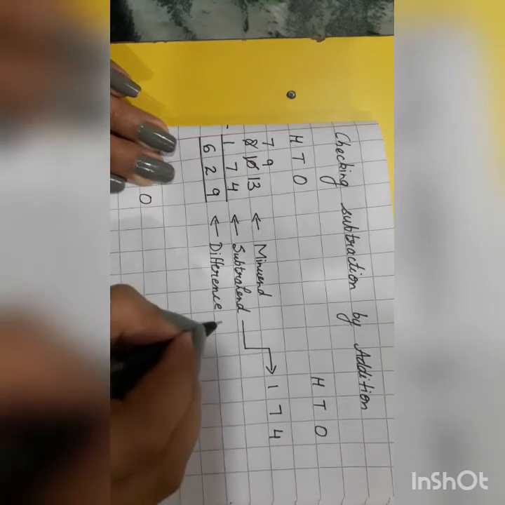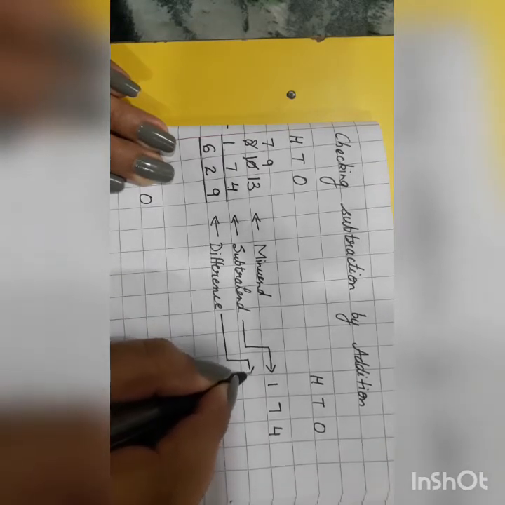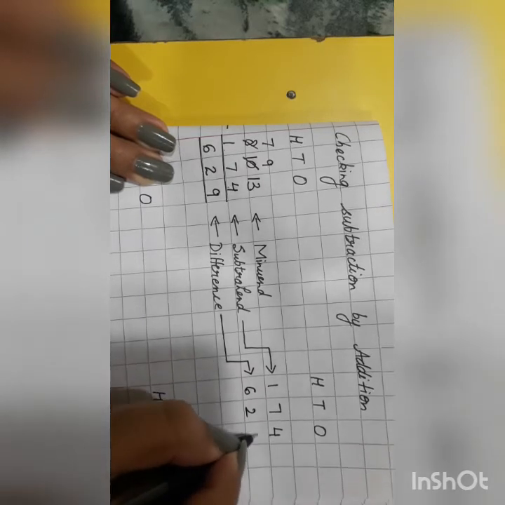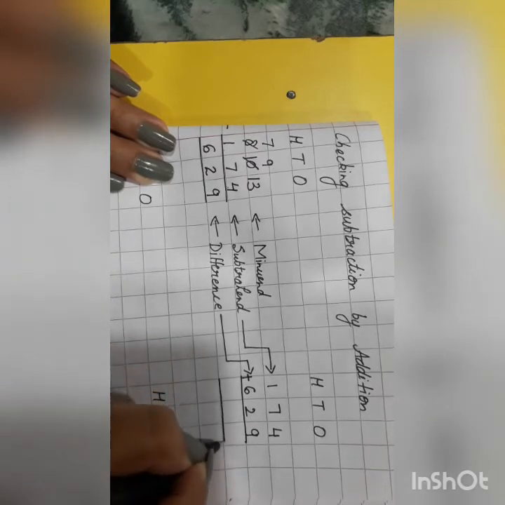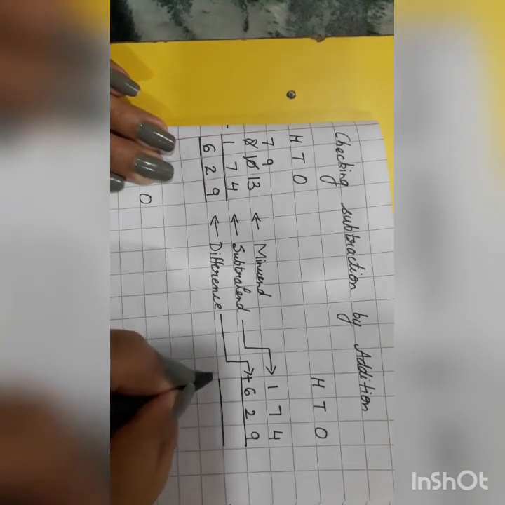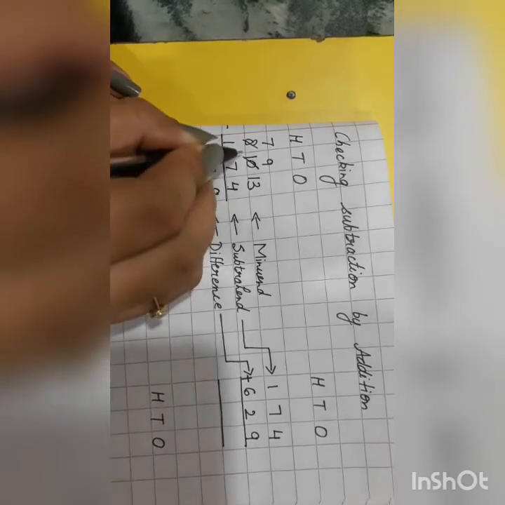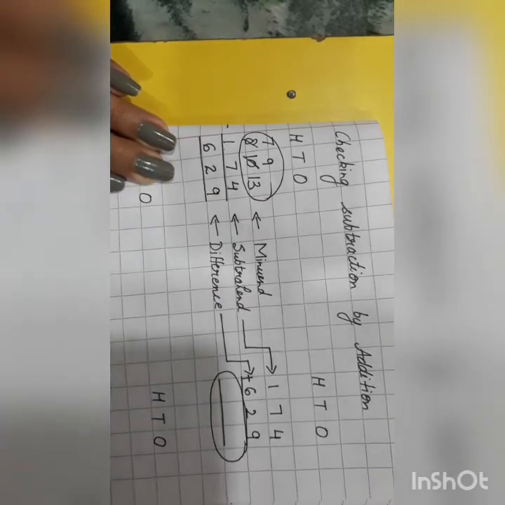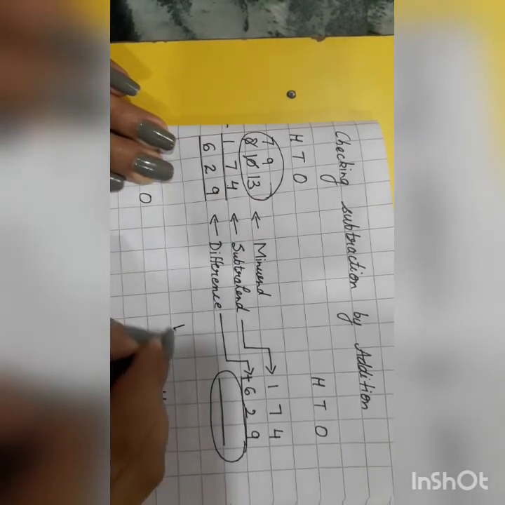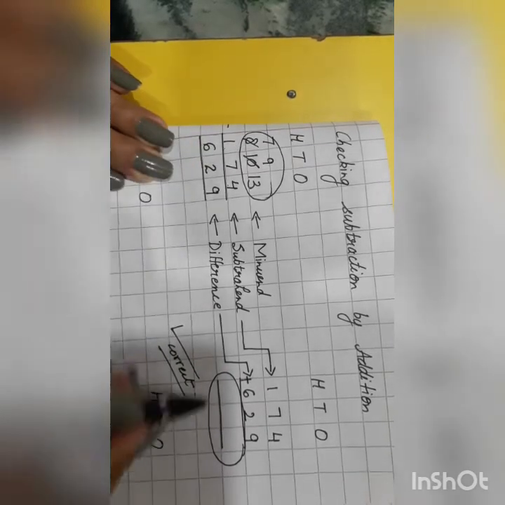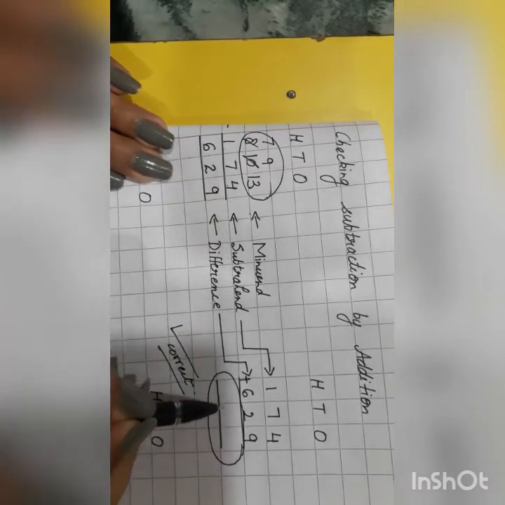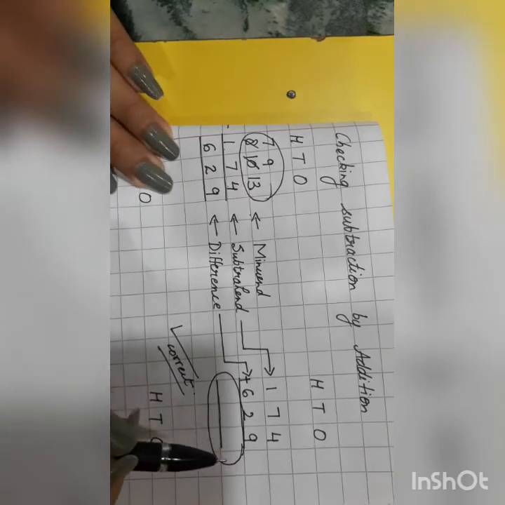The second number you will write is the difference, 629. Put the addition sign there and now add it. If the minuend and this answer are the same, it means our answer is correct. If this minuend and the answer are not the same, it means our answer is wrong.